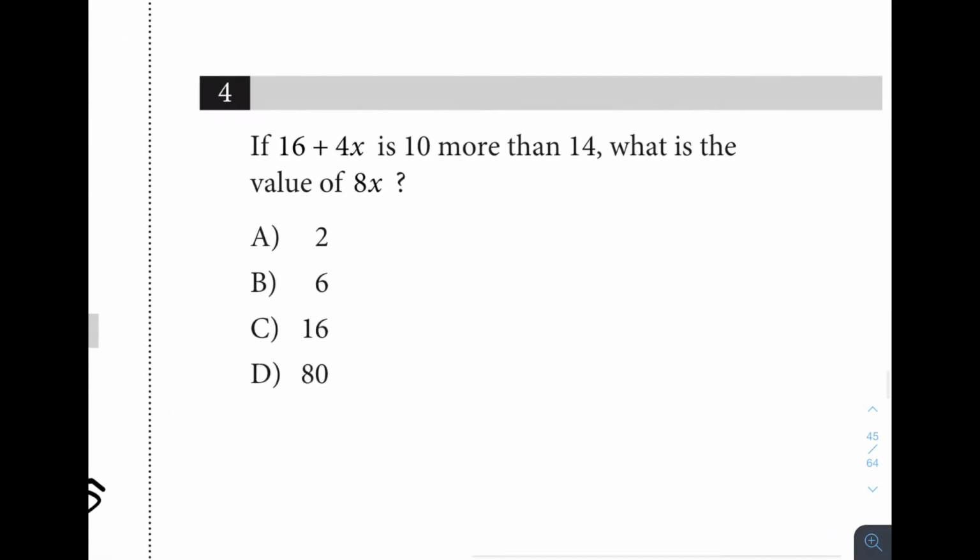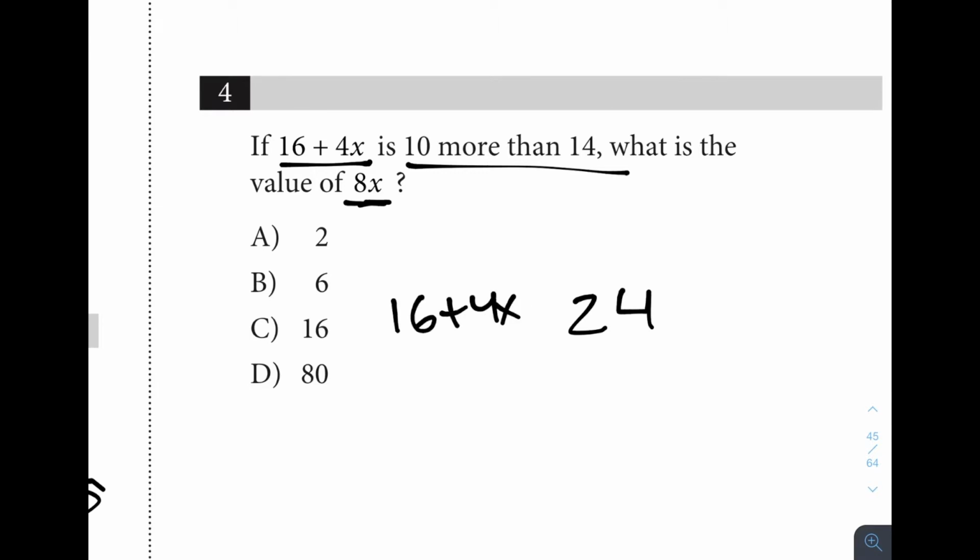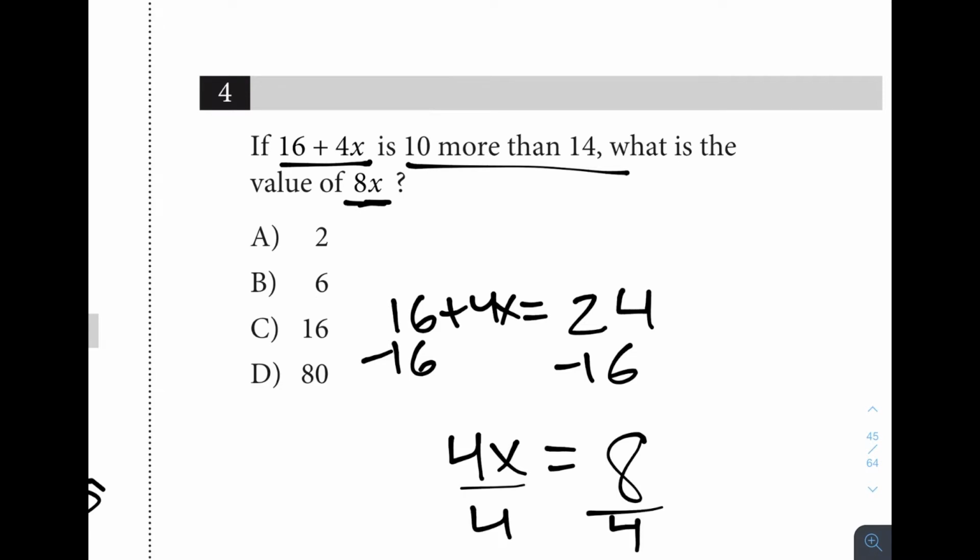Question 4, it says, if 16 plus 4x is 10 more than 14, what is the value of 8x? So 10 more than 14 is equal to 24. So we have 16 plus 4x equals 24. You can subtract 16, and we'll get 4x equals 8. To get the value of x, we can divide by 4, and we'll get that x equals 2.